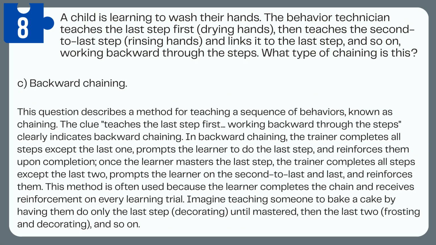Answer: C. Backward chaining. This question describes a method for teaching a sequence of behaviors, known as chaining. The clue teaches the last step first. Working backward through the steps clearly indicates backward chaining. In backward chaining, the trainer completes all steps except the last one, prompts the learner to do the last step, and reinforces them upon completion. Once the learner masters the last step, the trainer completes all steps except the last two, prompts the learner on the second to last, and reinforces them. This method is often used because the learner completes the chain and receives reinforcement on every learning trial.